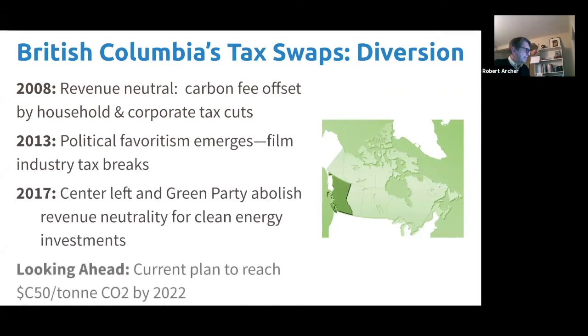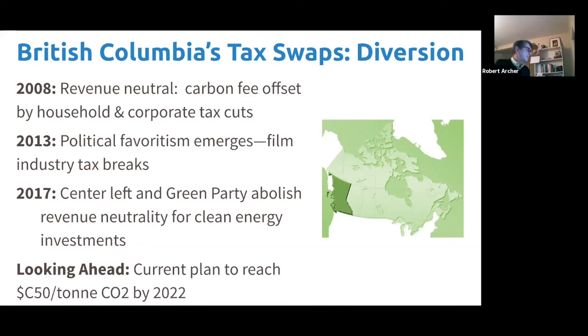However, a key lesson learned is that the tax swap approach to revenue neutrality can break down. Part of the 2008 across the board tax cuts were steered in 2013 to the favored film industry. In other words, politicians picking winners. You should also note that revenue neutrality was recently dropped by the center, left, and Green parties following the 2017 elections so they could spend funds on clean energy projects. They have done it through the tax swap again and not through the whole dividend approach.